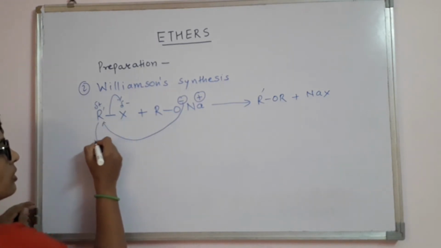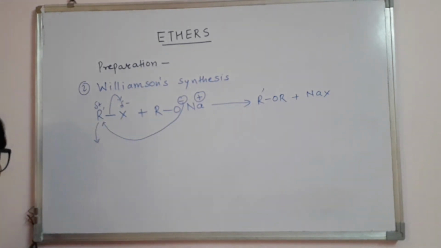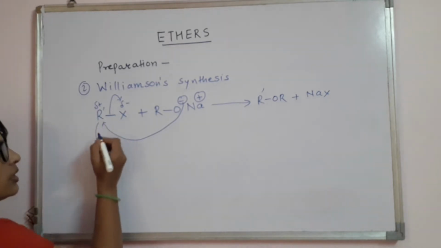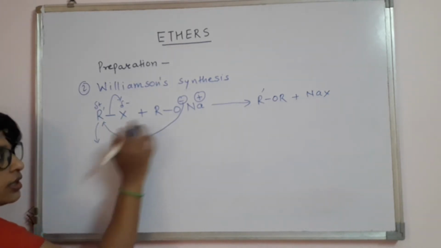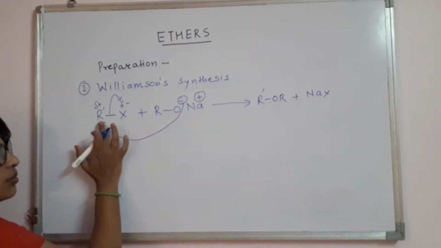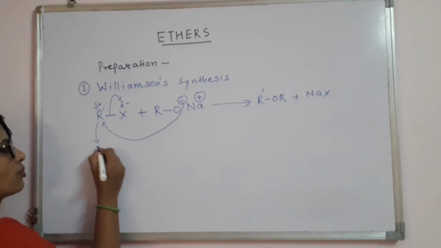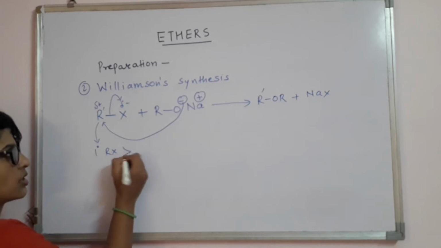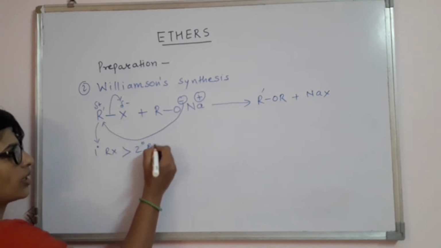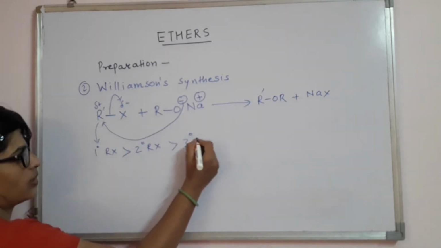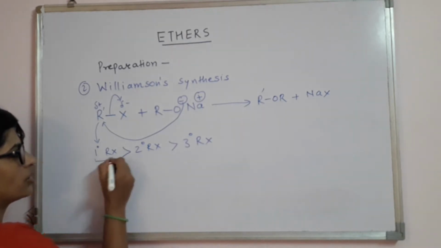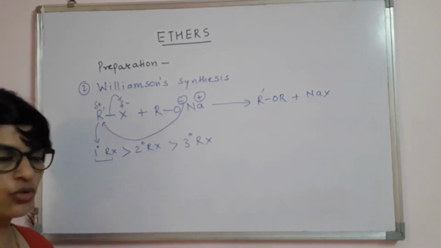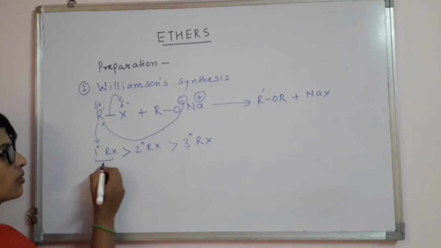Now if you want to get maximum yield, what will you do? You will be choosing such an alkyl halide which will have the least steric hindrance for the attack. Because you're attacking the carbon atom, it should be least sterically hindered. So primary alkyl halide should be your best choice for this reaction, followed by secondary alkyl halides, followed by tertiary alkyl halides. So why is primary the best? Because it has least steric hindrance for nucleophilic attack and you will get maximum yield.